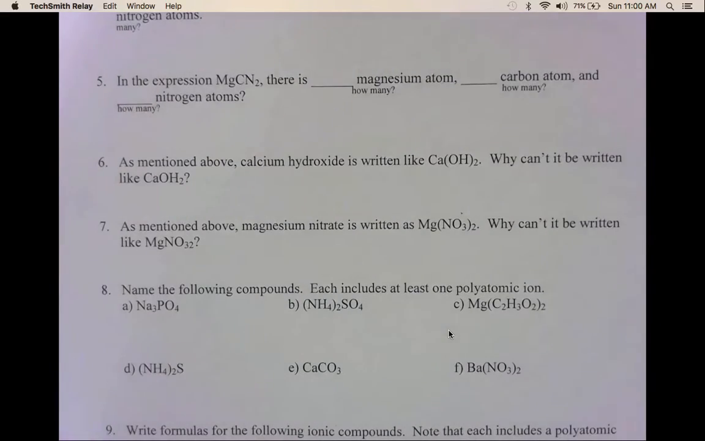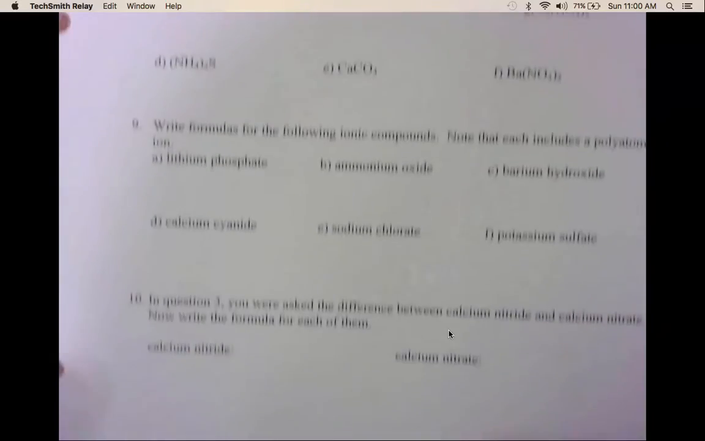You will have to remember that the positive ion always comes first in a chemical formula, in an ionic formula. And then you also have to remember that all ionic compounds want to have a neutral charge. So that's how we determine how many of each we have, is trying to make the charge neutral. So again, that is everything you need to know to answer the rest of the questions.